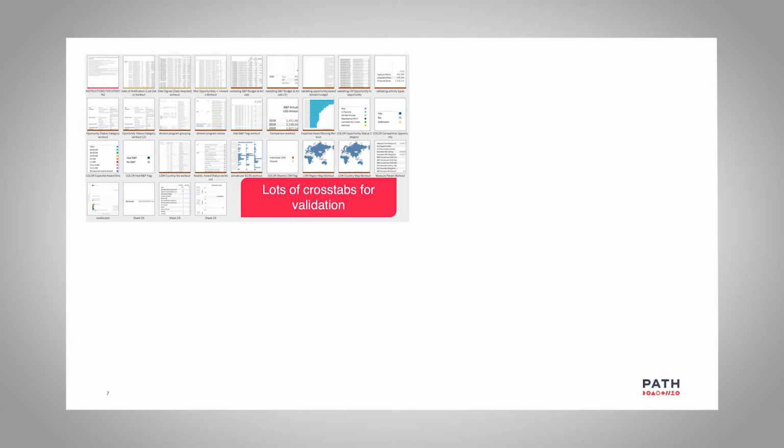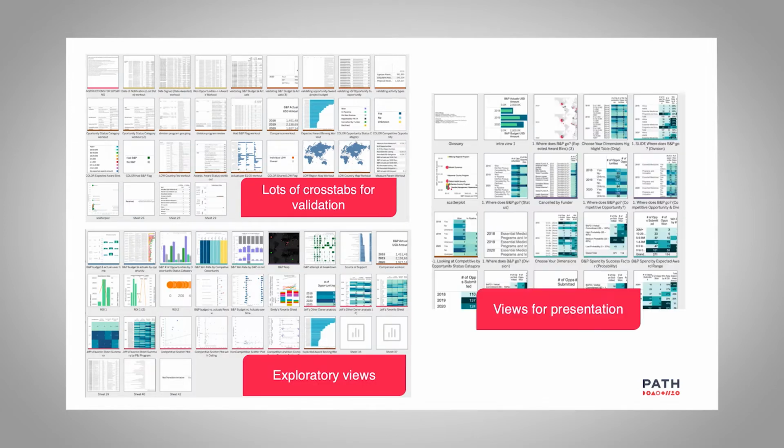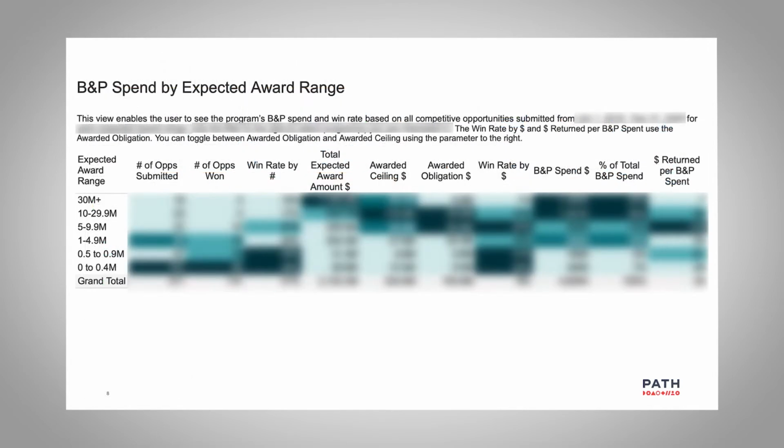As we were doing that, we built out tons of crosstabs and exploratory views and landed on these simpler views for presentation, because this was one of the first times this data was all being put together in this way for our audience. I just want to share one of them here. I've fuzzed out all the details. We have a bunch of different measures in our columns, and our rows are the expected award amounts, which we've binned out.